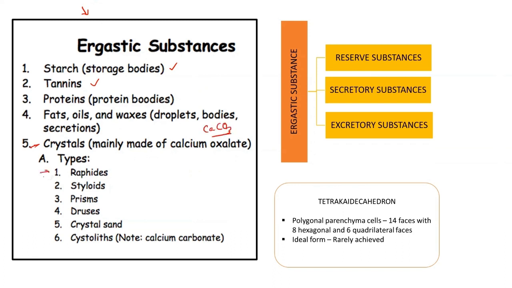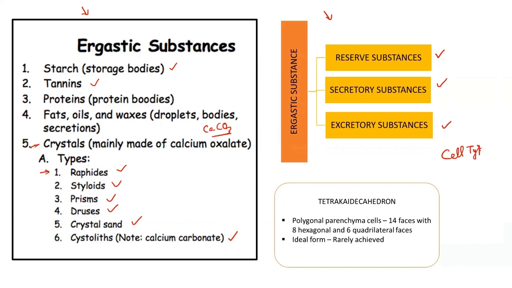Now, there are different shapes of the crystals like raphides, styloids, prisms, druses, crystal sands, cystoliths. You should be knowing the genera in which they are present. So they might ask you about the plant species in which the crystals are found. Different crystals are found in different plants. So just have a look at them and prepare that. Now, the ergastic substances can be of three types, and you should be knowing what are the reserve substances, what are secretory substances, and what are excretory substances. That is important.